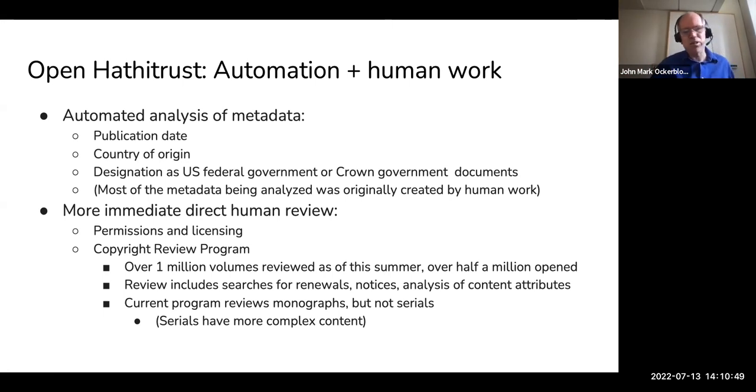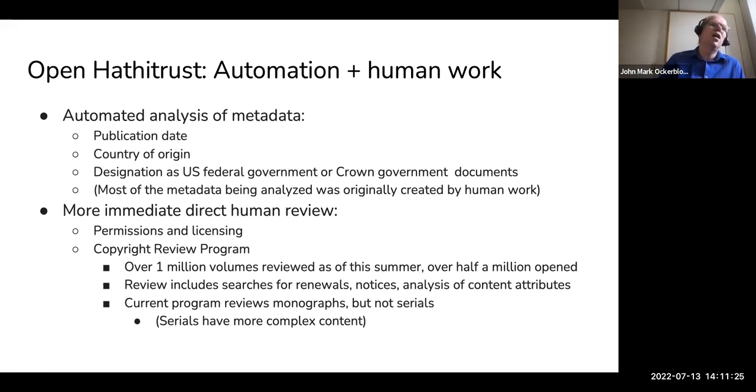And I should point out, even though it's automated analysis, that metadata was originally, in most cases, created by people and put in by human labor. And I want to acknowledge that, because human labor goes into that. And it also, of course, goes into more immediate direct human review that happens with material in HathiTrust. So some of the material in HathiTrust is there because of explicit permission by the rights holders. People have either created Creative Commons licenses for them or otherwise given permission to HathiTrust to open them up. And we appreciate that as well.